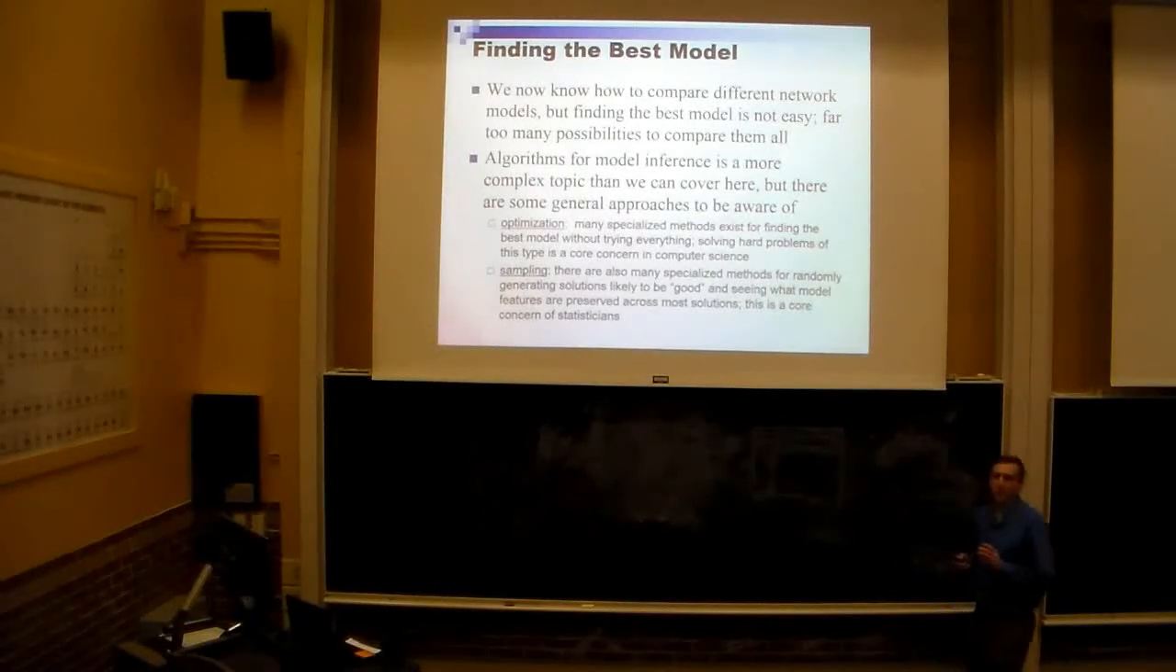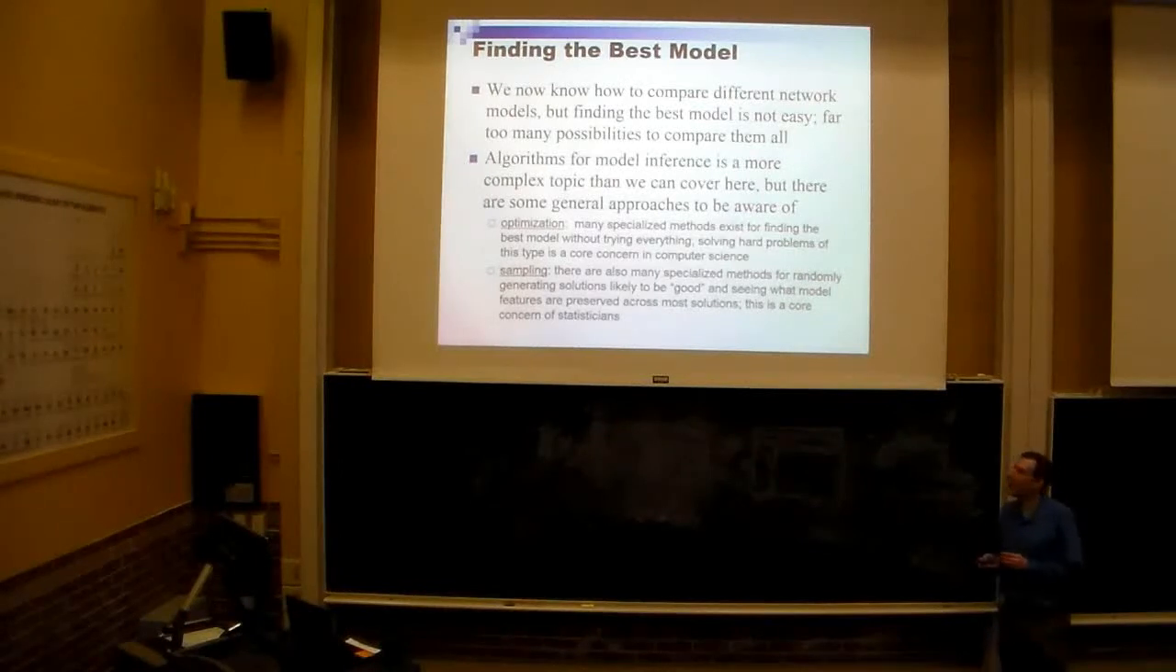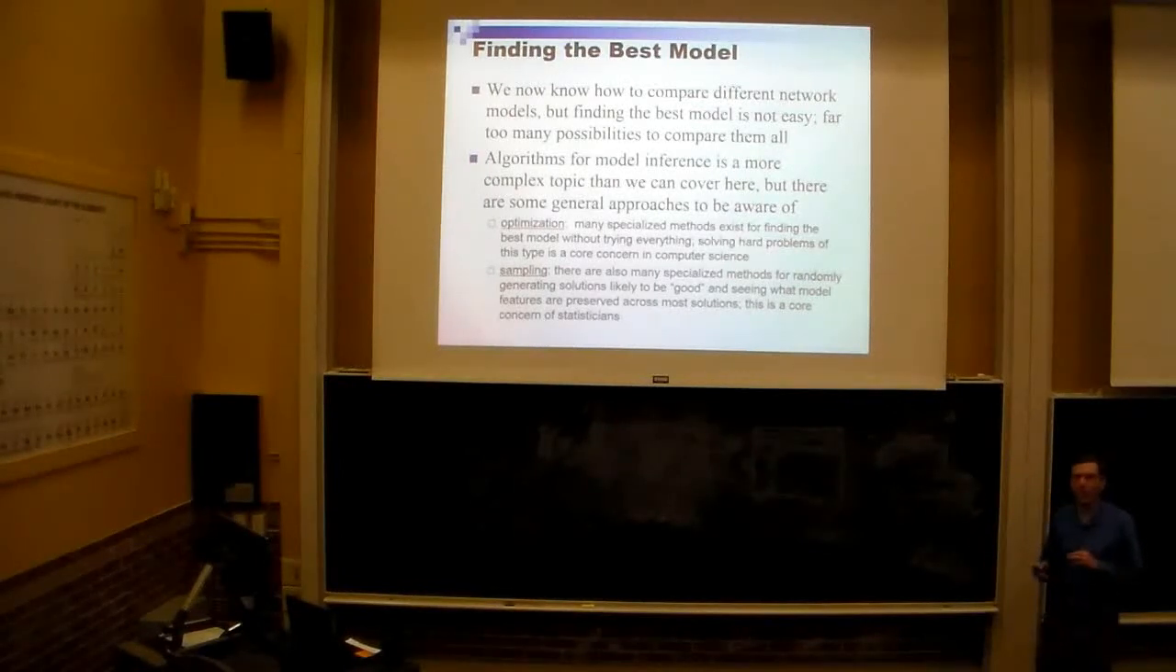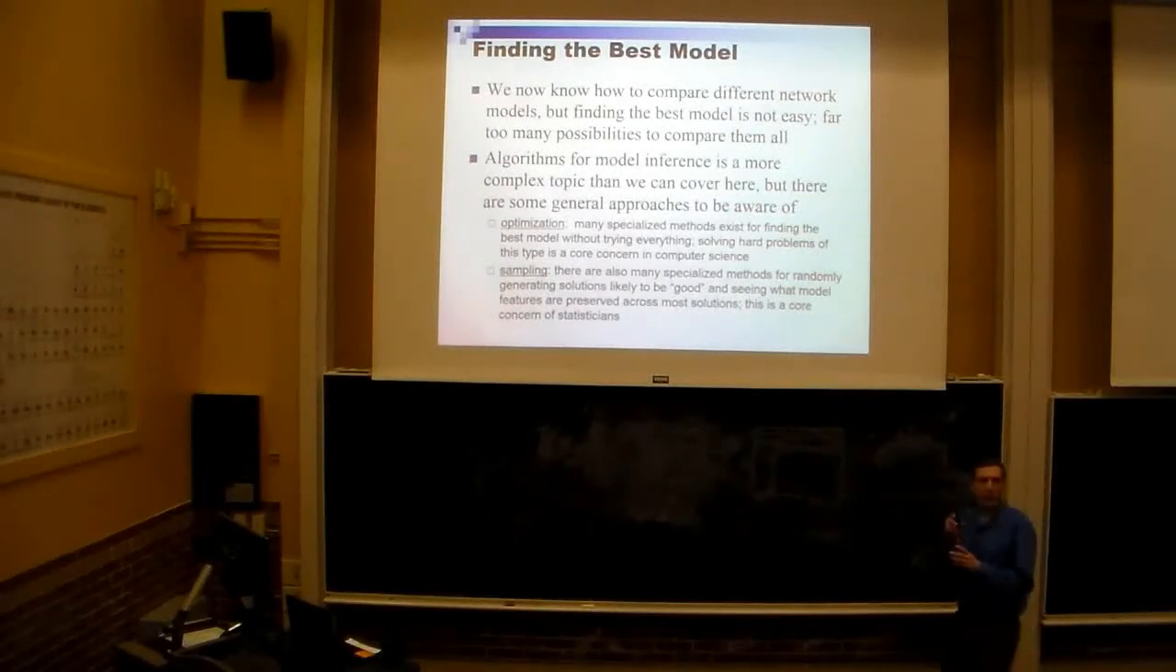So with the sampling method, what you would try to do is figure out likelihoods for a significant fraction of your models, hopefully the ones that account for most of the likelihood. And then you would be able to, in principle, figure out that maybe there are some edges that are very strongly supported in all of your high likelihood models.